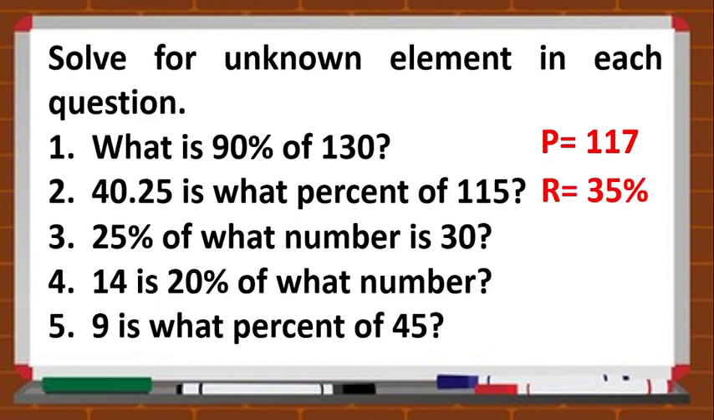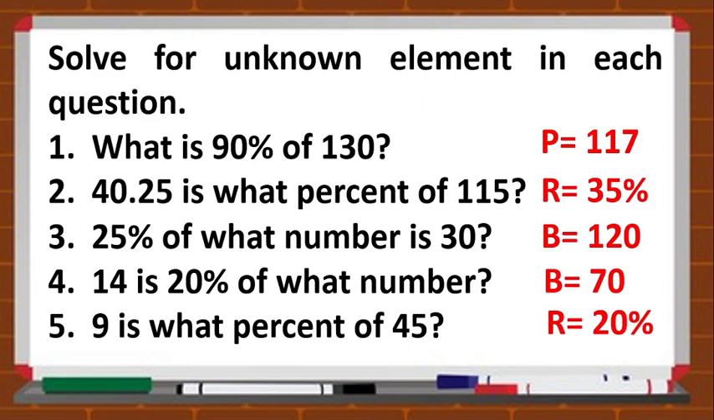Number two, the missing element is R. Value of R is 35%. Number three, the missing element is B, and the value of B is 120. Number four, the missing element is B or base, and its value is 70. Number five, the missing element is R and the value is 20%. Do not forget to write the percent sign. So hope you got five correct answers. It means you understand and you listened carefully to the discussions that we have.